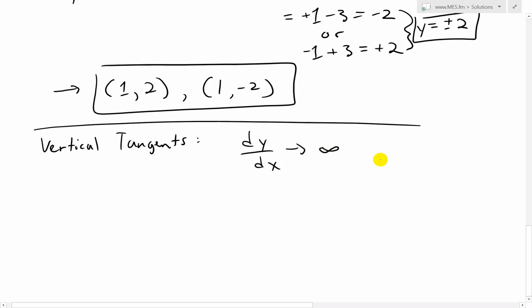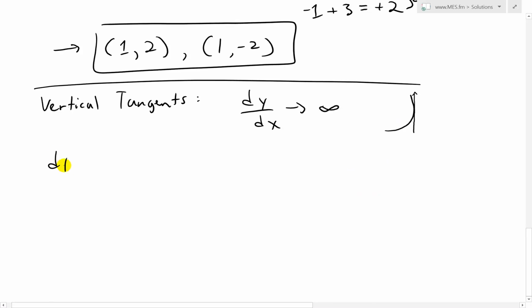So let's say we had a curve like this, going upwards to infinity. So it's an infinite slope. What this means is that dy over dx equals dy over dt over dx over dt, so the bottom one is approaching 0. In other words, dx over dt is equal to 0.